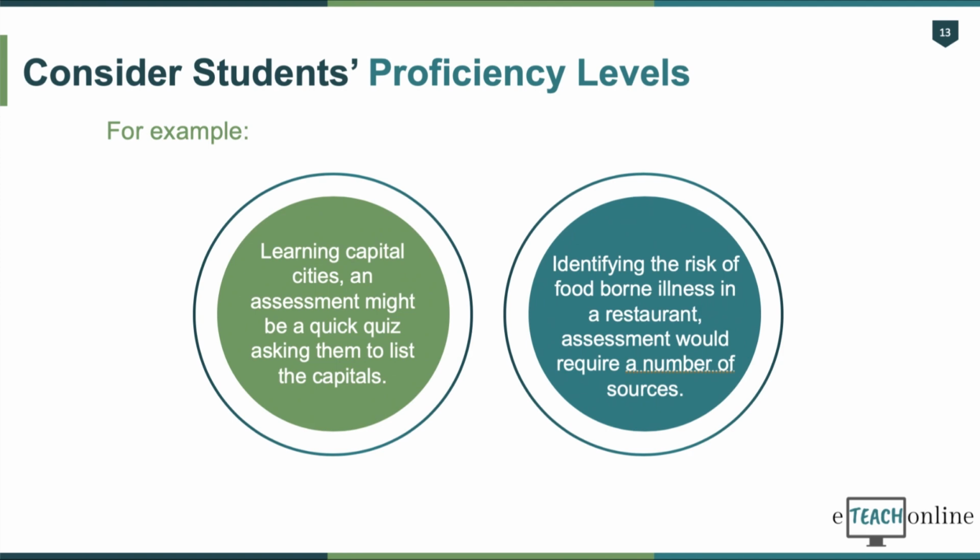Consider the proficiency level. Formative assessment also needs to take into consideration the level of proficiency that needs to be demonstrated. For example, if students are required to demonstrate knowledge level proficiency of the capital cities, an appropriate assessment might be a quick quiz asking them to list the capitals. On the other hand, if students need to demonstrate synthesis level proficiency of identifying the risk of foodborne illness in a restaurant, the assessment would require students to access a number of sources of information to complete the assignment.